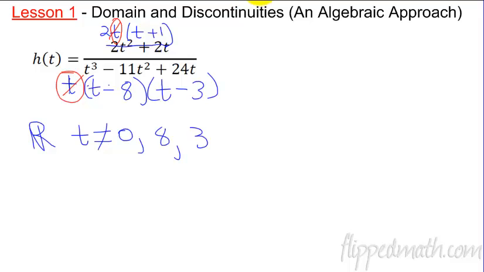And then we say that this one, I'll change colors here, is a hole, and the 0 is, I should point that to the 0. And then the 8 and the 3 are vertical asymptotes. In other words, this is removable because it canceled, and these are non-removable at the 3 and the 8.